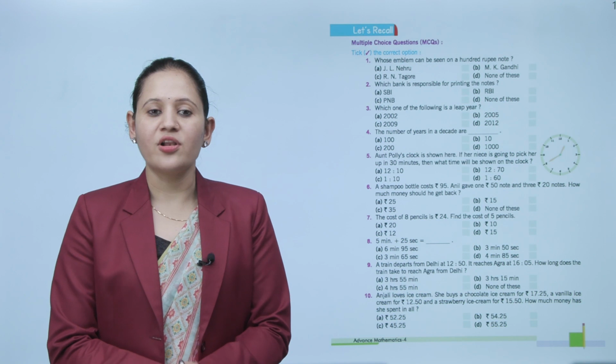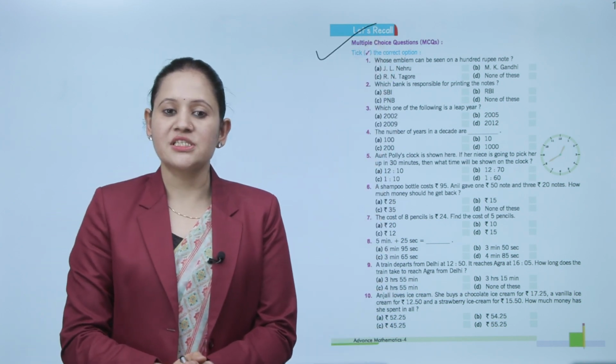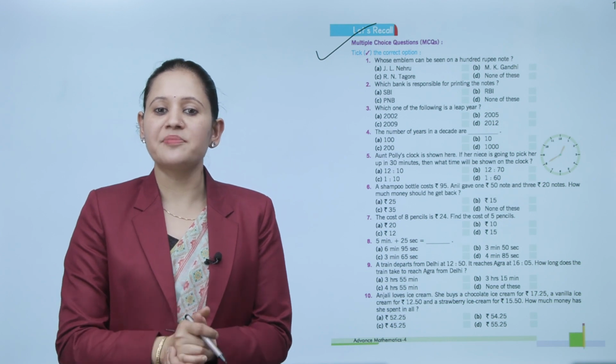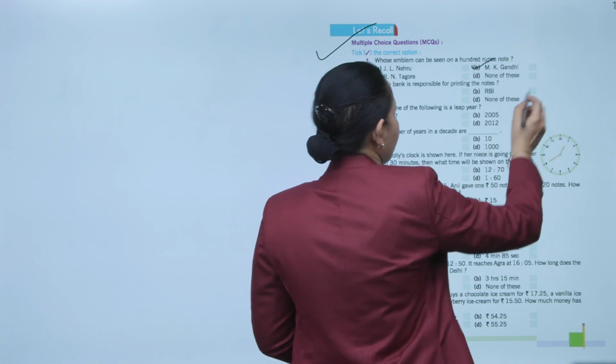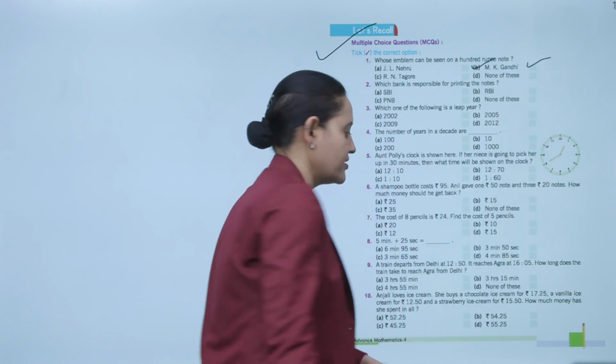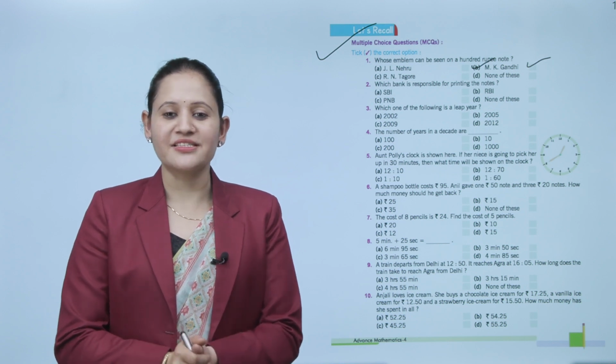Next is, let's recall. Multiple choice questions. Take the correct options. Whose emblem can be seen on the 100 rupees note? That is M.K. Gandhi. So, B is the correct option. So, here we end the chapter. I hope you understand it well. Now, you have to practice it.